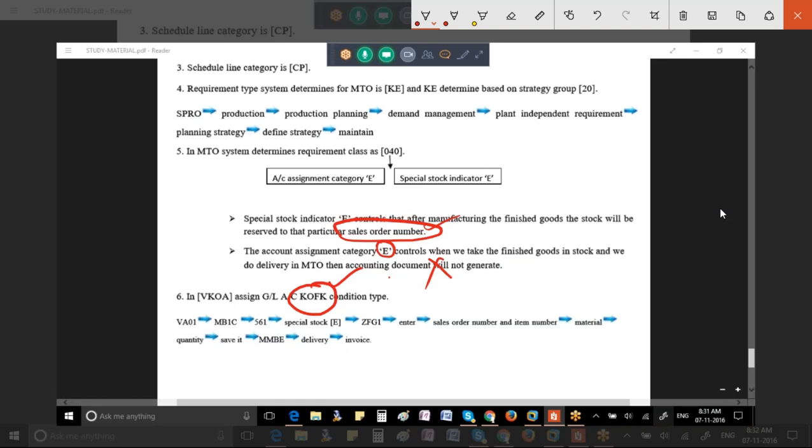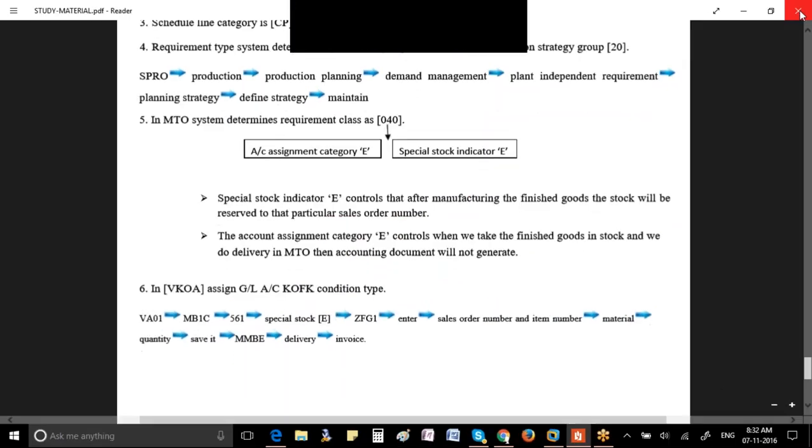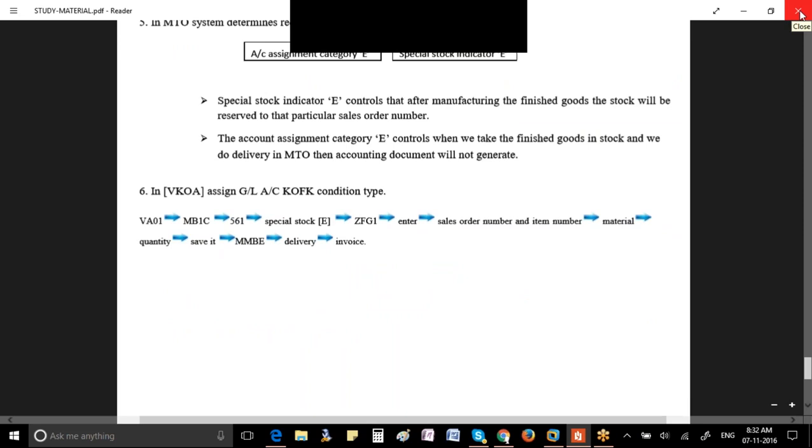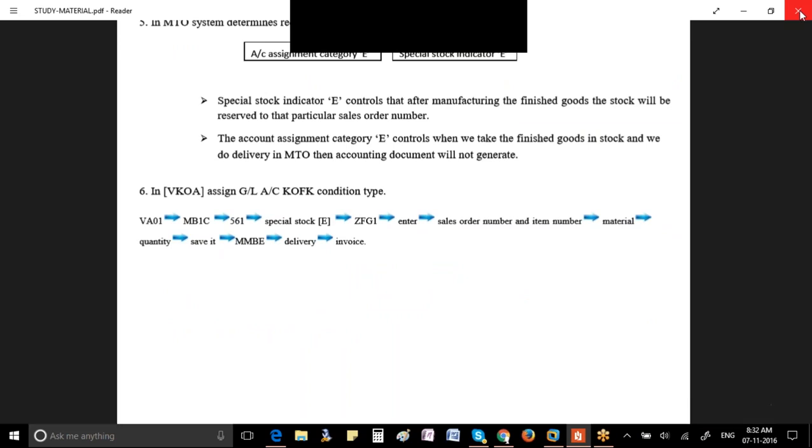And how do you load this stock? Earlier I was telling you how you load this special stock into the SAP system: MB1C with movement type 561, but you need to mention the special stock indicator E there. The system will ask for the sales order number. When you mention it, the system will put the stock against the sales order number under on orders hand. If you go to MMBE and check, you can see this particular stock reserved against that sales order number. And when you do delivery, the system will pull only that particular stock against that sales order number.